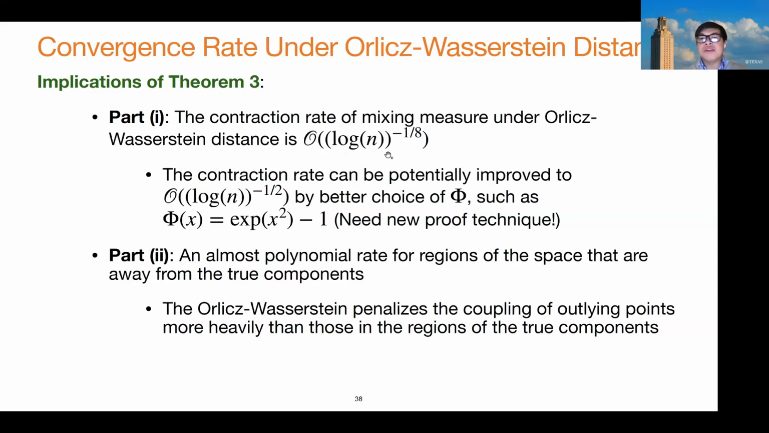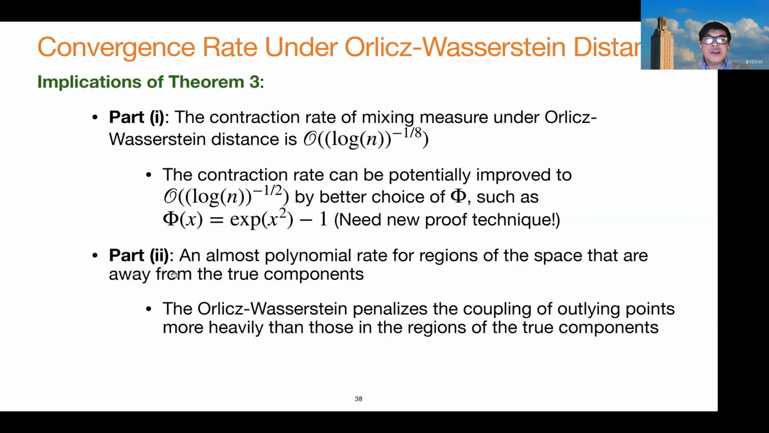So it means that for the rate of density function, under all the parametric, we actually speed slower. But this is because we don't choose the best option of phi. We can capture that, we can use that phi x to be like exponential of x squared minus one to improve the rate back to like 1/5 log n to 1/2. But that requires a new group technique and it's beyond the talk today.